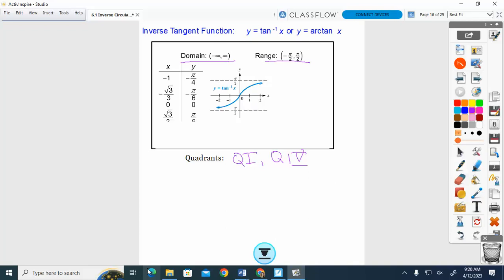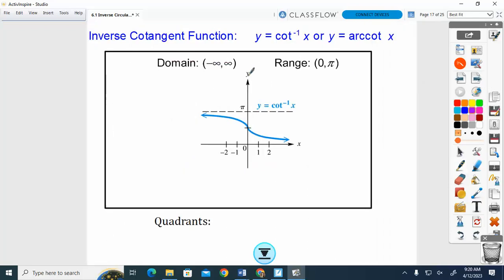Okay, cotangent. When we graphed it, where did we normally go? 0 to pi. So that's quadrants 1 and 2, just like cosine. So domain is negative infinity to infinity. Range is 0 to pi. The important piece here is that we are going to go from quadrant 1 to quadrant 2.